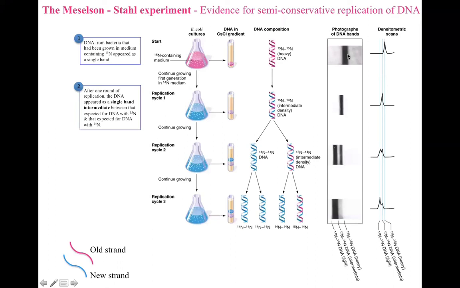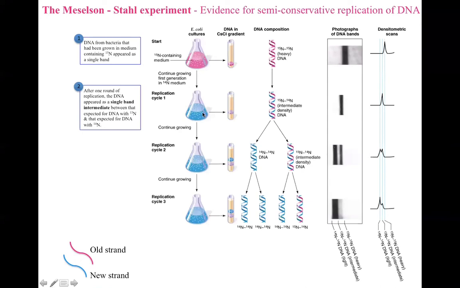In the subsequent generation, after replication one, the DNA is again isolated. The original DNA strand, which had N15 in its nucleotides, has served as a template for the DNA replication. Because of this, one strand will be old and another strand will be new. The newly synthesized strand will have the N14 isotope, and the old strand will have N15. So when you isolate the DNA from these bacterial cultures, it will be intermediate, because this DNA has both N15 and N14.